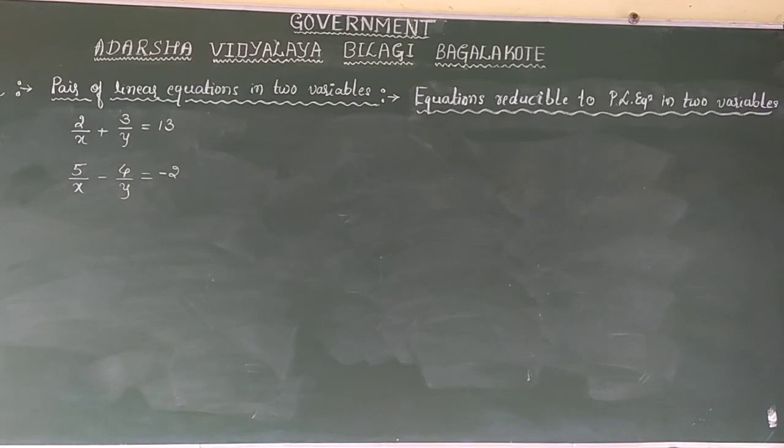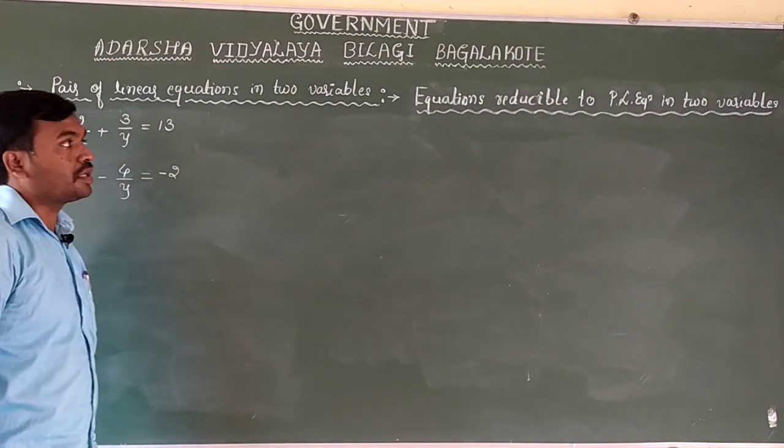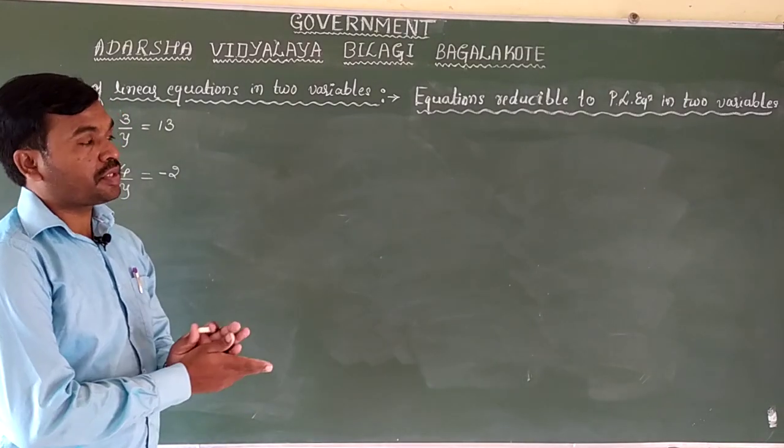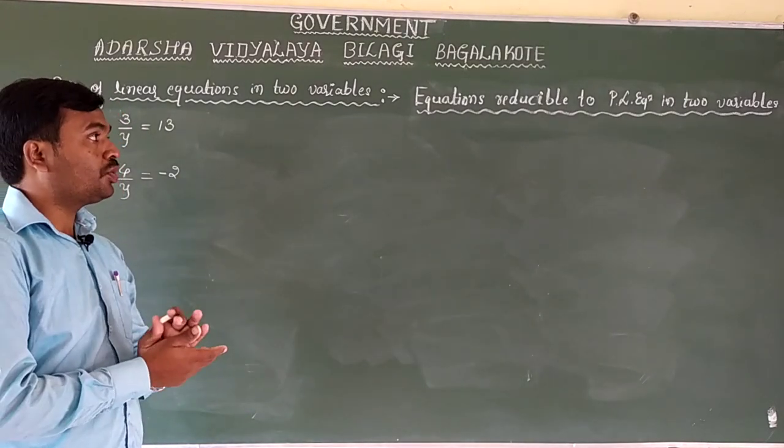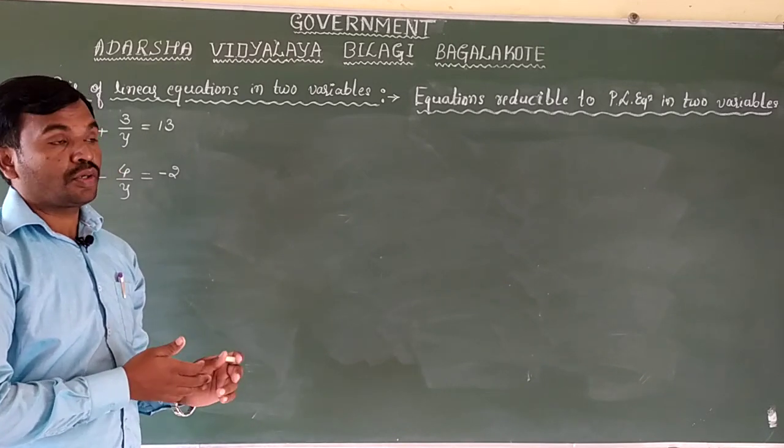Okay children, let us go for the next concept here. The next concept in the pair of linear equations is solving the pair of linear equations by reducing them to a pair of linear equations in two variables.